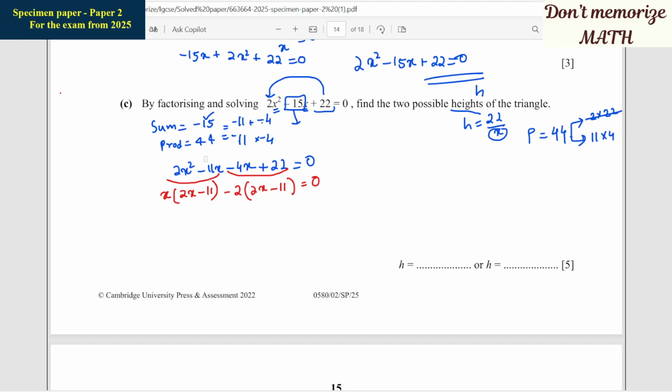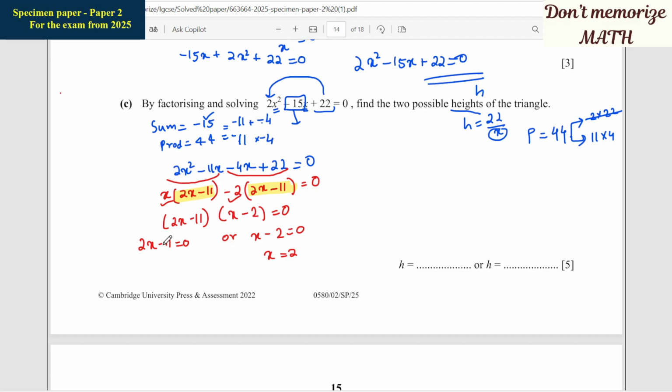So now you can see 2x minus 11, 2x minus 11. So take it out. So 2x minus 11, what is remaining? x minus 2 equal to 0. So the product of two numbers is 0 means either 2x minus 11 is 0 or x minus 2 is 0. Okay, x minus 2 is 0 means x is equal to, we'll move minus 2, it will become plus 2. 0 plus 2 is 2. One x value we got.